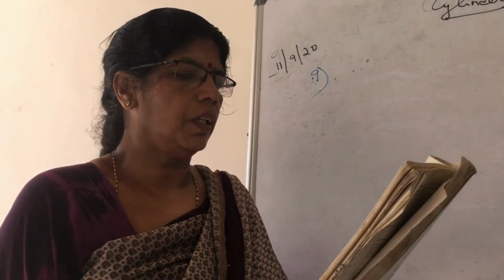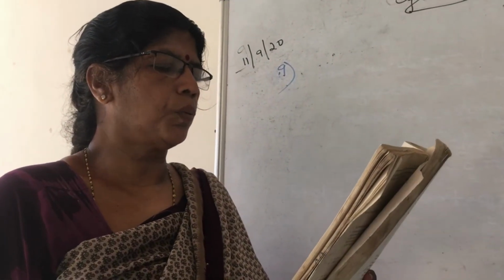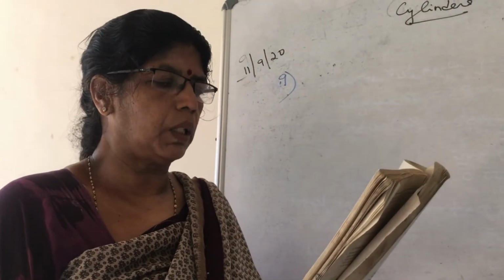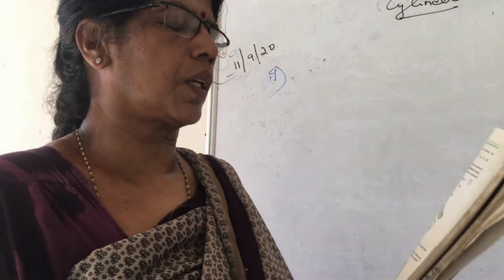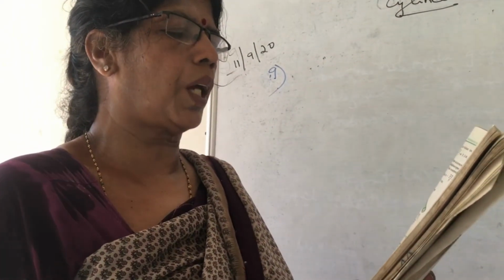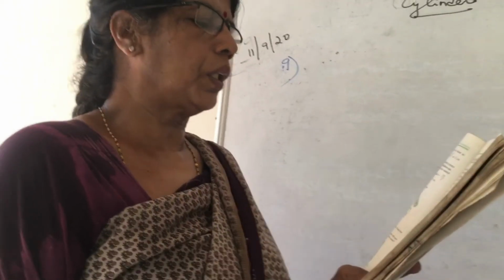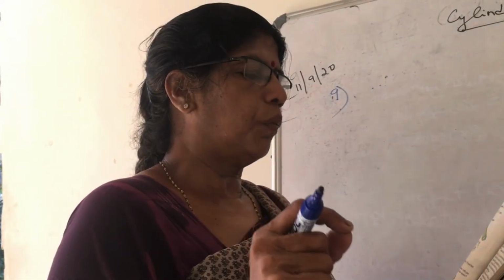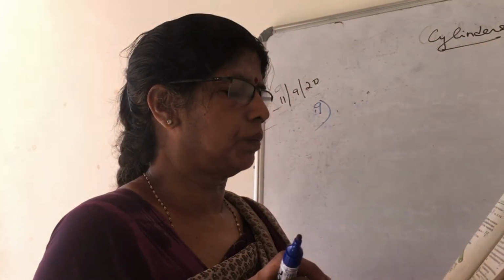Ninth. Find the LSA of a closed cylindrical petrol tank which is 4.2 meters in diameter and 4.5 meters high. The cylindrical petrol tank diameter is given, height is given, find out LSA. Can you all do it, children? Now the second important thing is the second question. How much steel was actually used if 1 by 12th of the steel got wasted in making the tank?